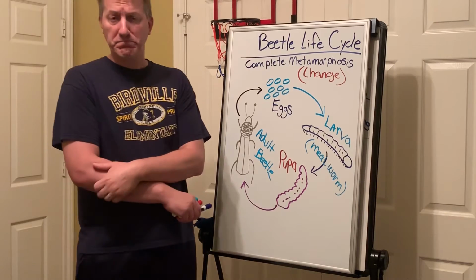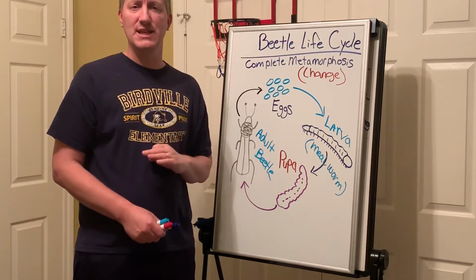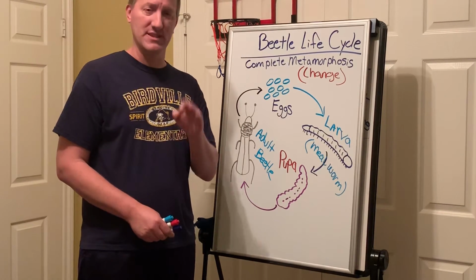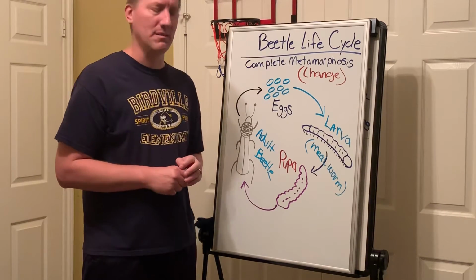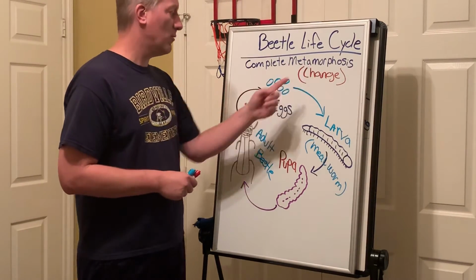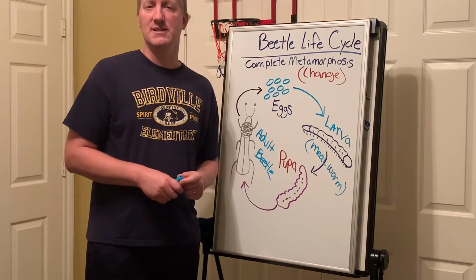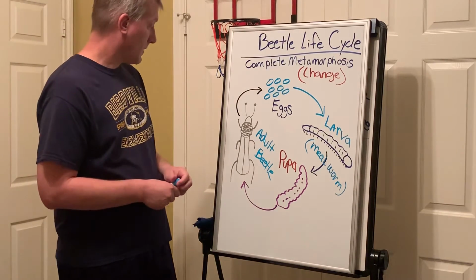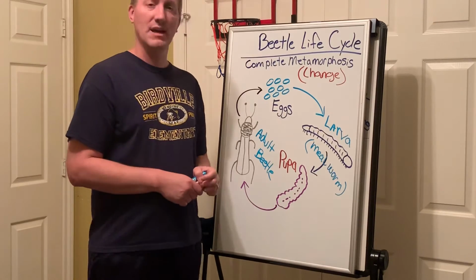There are some animals that only go through 3 stages. That would be an incomplete metamorphosis. If it only goes through 3 stages, it's an incomplete metamorphosis. But 4 stages is a complete metamorphosis. And I think that's about it for the beetle life cycle.